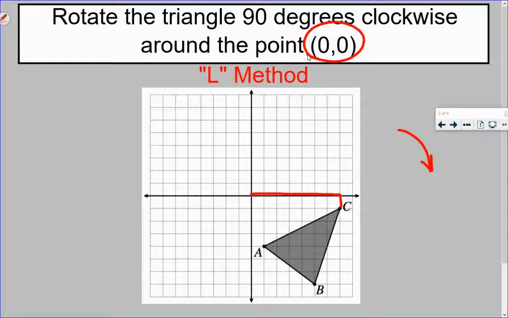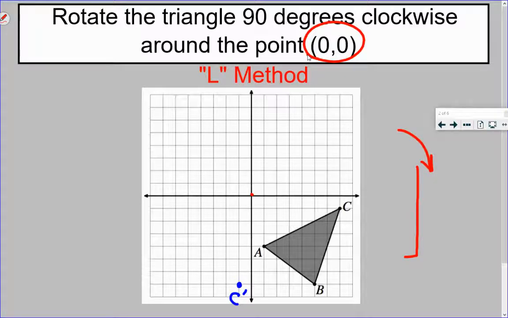Now, what you have to imagine when you're doing the L method is that you are rotating the L 90 degrees, not the triangle, but the L. It's kind of hard to show it on the screen because it doesn't rotate very well, but when I rotate it, I rotated that L 90 degrees. So where does my dot end up? It ends up right there. Okay, so I've got that one. Now I'm going to move the L out of the way so that I don't get all confused here.